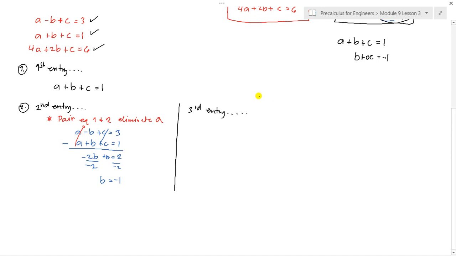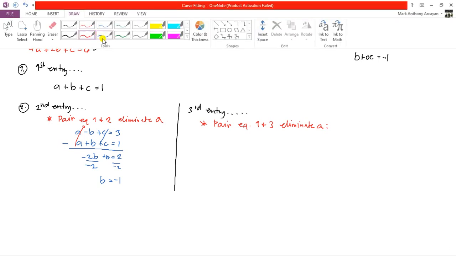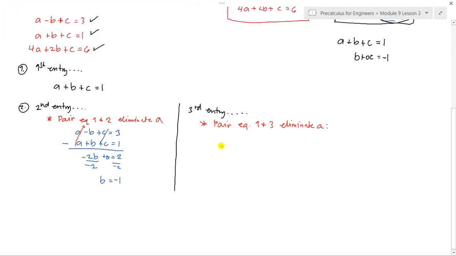So, in order to solve for the third entry, we will pair equations 1 and 3. We already paired equations 1 and 2, and then we eliminate A. We eliminate A because in the third equation of the row echelon form, there is no A. After A is eliminated, we look for an equation to eliminate B. So, pairing equations 1 and 3.